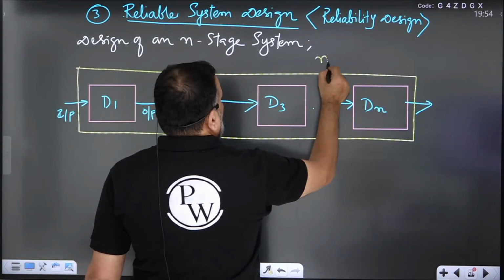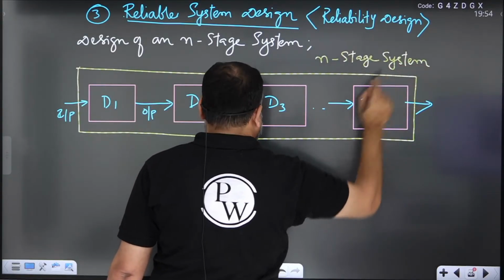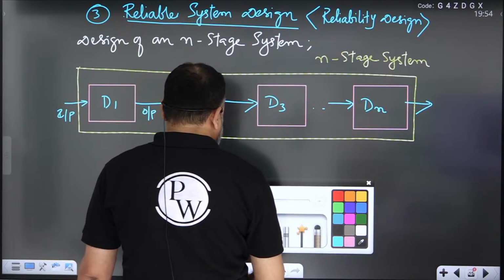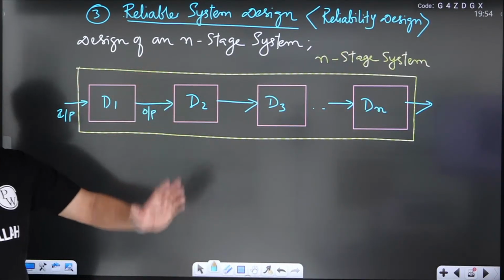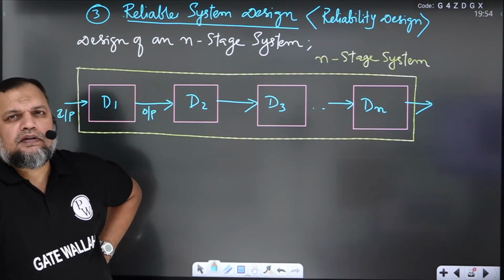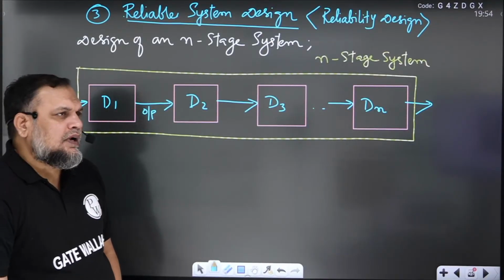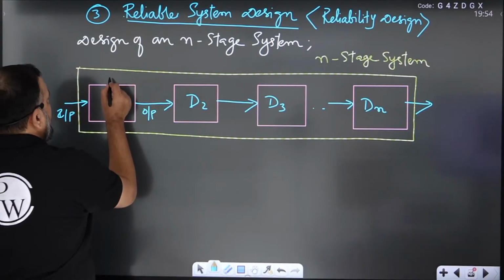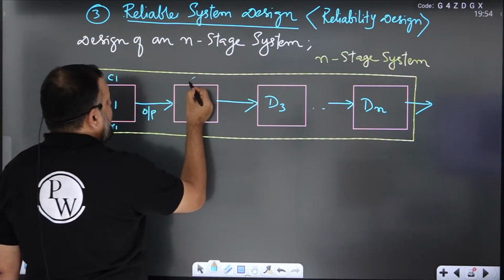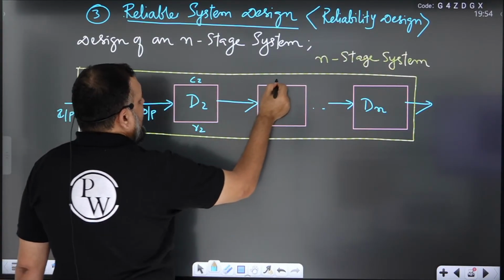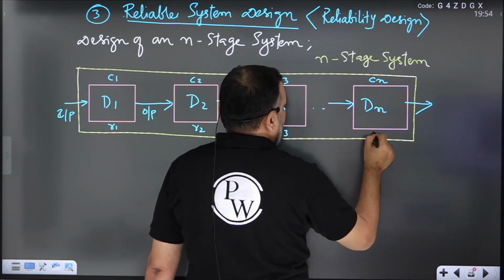This is called n-stage system. ये सिस्टम हो सकता है या तो इलेक्ट्रॉनिक्स का या हो सकता है फॉर एग्जांपल इलेक्ट्रिकल का. These are the different devices connected in series, cascade design. The device may be like sequential device or electronic device or electrical device. Every device is characterized by two parameters. Please see, cost C1 and its reliability R1. Cost C2 and its reliability R2. Cost C3 and its reliability R3, and like that the cost is Cn and device reliability Rn.